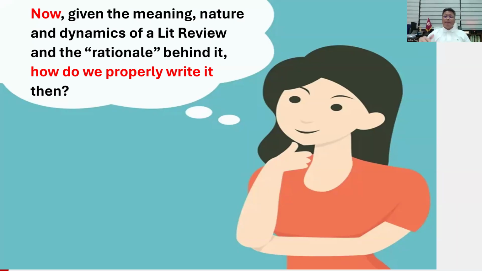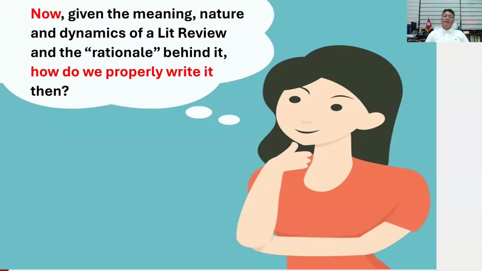In the discussion that follows, I will be using the literature review of one of my researches. It's already completed. I will simply show a sample of the literature review, and then I will explain why we have come up with this kind of literature review.